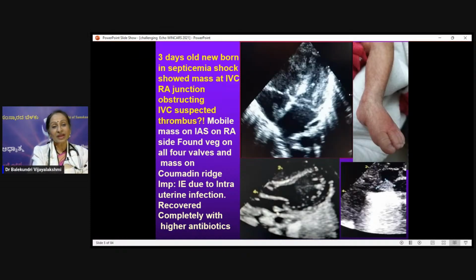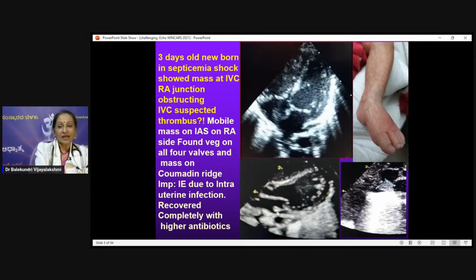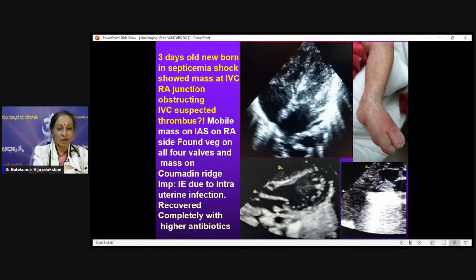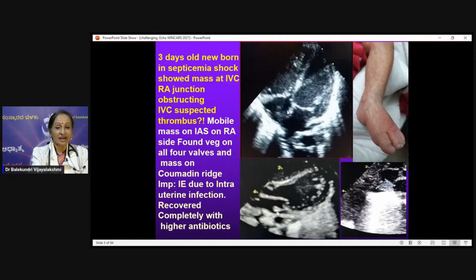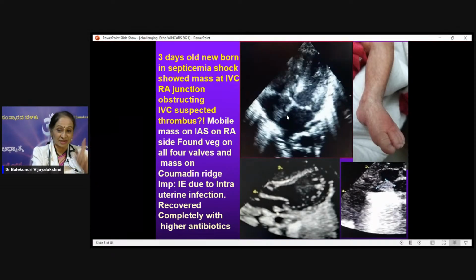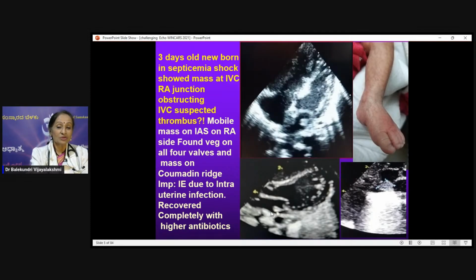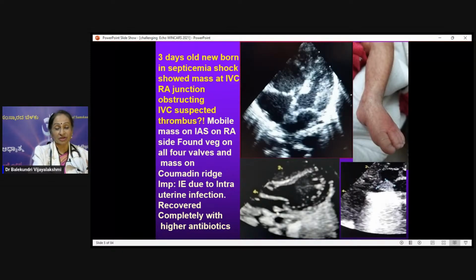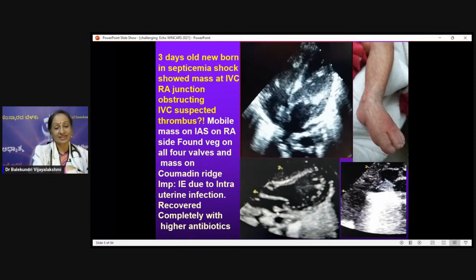And look at this 3-day-old baby who came with a pustule in the arm, and then the legs were swollen, and the child was in septicemic shock. When I did the echo, you can see that there is a mass in the interatrial septum exactly where the fossa ovalis or the ASD is. And you can see that there is a vegetation in the IVC and also over the Coumadin ridge. The Coumadin ridge or the warfarin ridge, they used to mistake it for thrombus or vegetation in the past, and that's why it is called that.